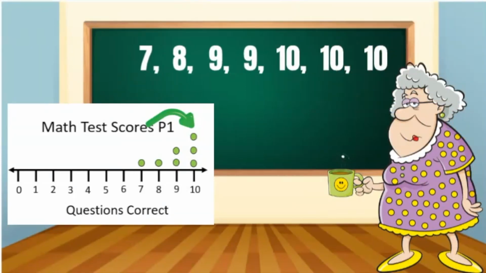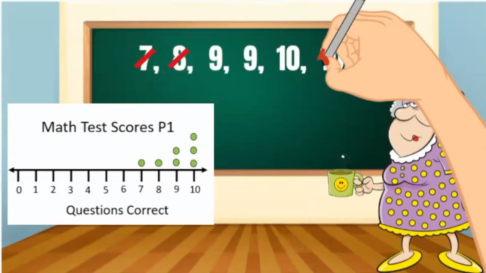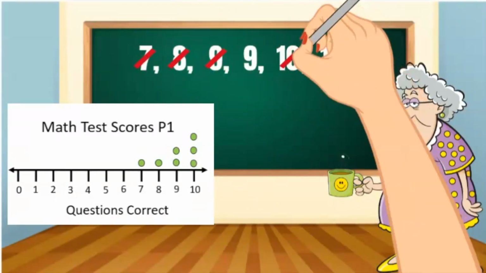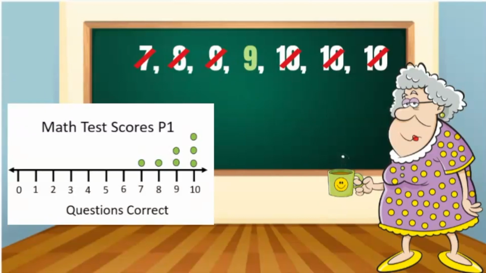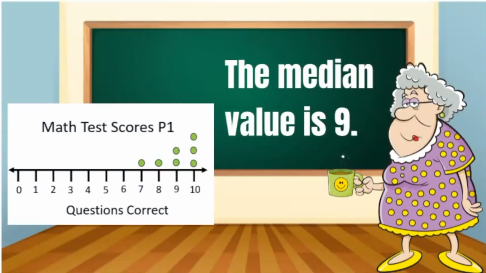The values are in numerical order, so I cross the values off one at a time from the beginning and then from the end until there is one value left in the middle. 9 is the value in the middle of the data. The median value is 9. Let's look at period 2.